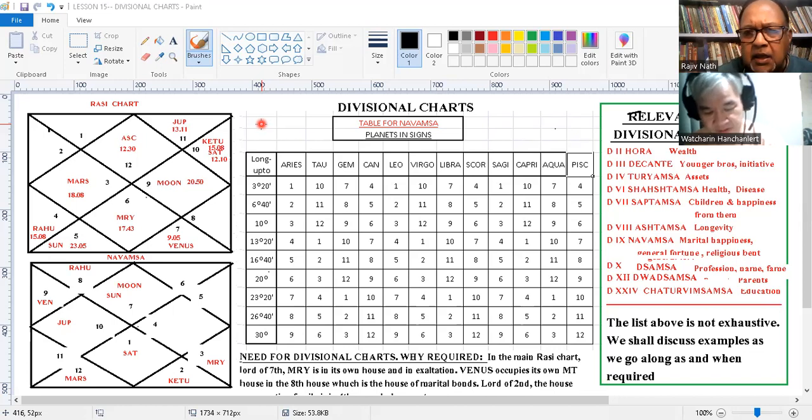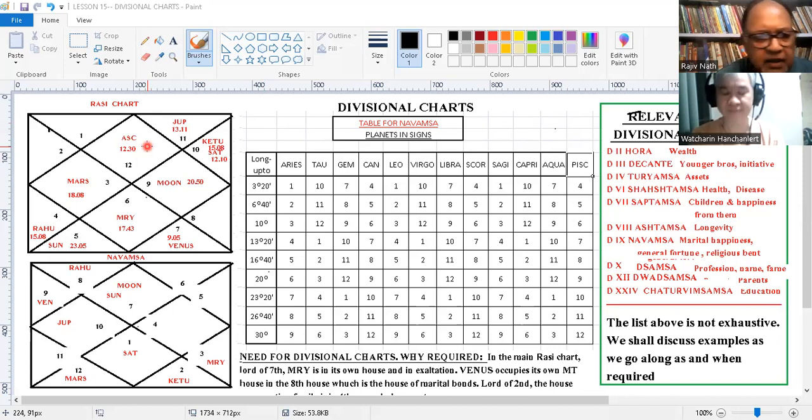Now, how many degrees is one sign? 30. So if we divide 30 by 9, we will get 3 degrees and 20 minutes. So every zodiac sign is divided into 9 equal parts of 3 degrees 20 minutes.